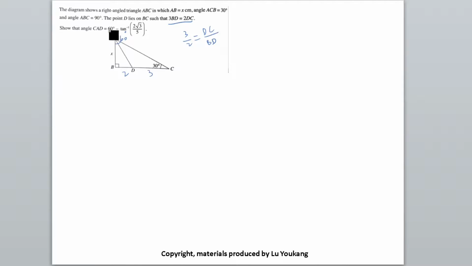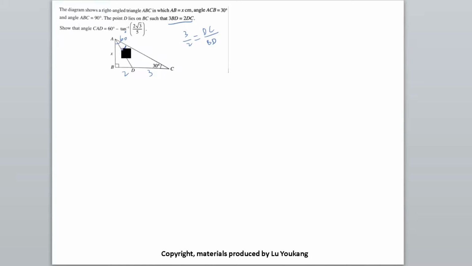So now we are asked to show that angle CAD equals 60 degrees minus tan to the power of -1, bracket 2 square root 3 over 5. Okay, it looks really complicated, but never mind, let's do it step by step.